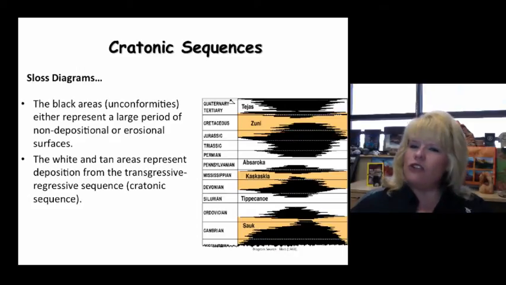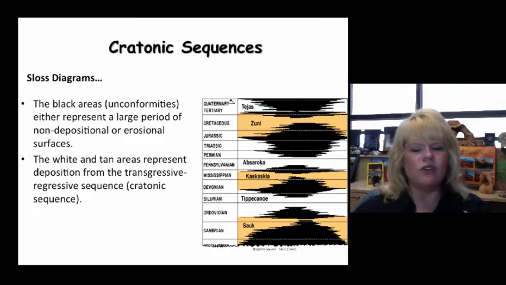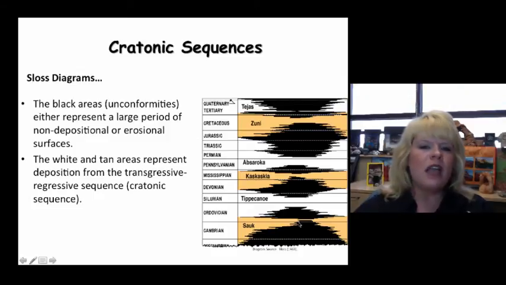When you read this map, make sure you're reading it right. I know I'm kind of harping on the same topic over and over, but this gives students issues, and has in prior classes, because they get confused. They don't understand why there's different colors for tan and white. Remember, the tan and white is simply a visual thing, just so you can see where the Sauk began, where it finished, where the Tippecanoe began, where it finished, where the Kaskaskia began and finished, where the Absaroka began and finished, where the Zuni began and finished, and where the Tejas began and finished. The black areas are critically important for you recognizing that we had a major section of time where we're missing rock in the middle of the continent.